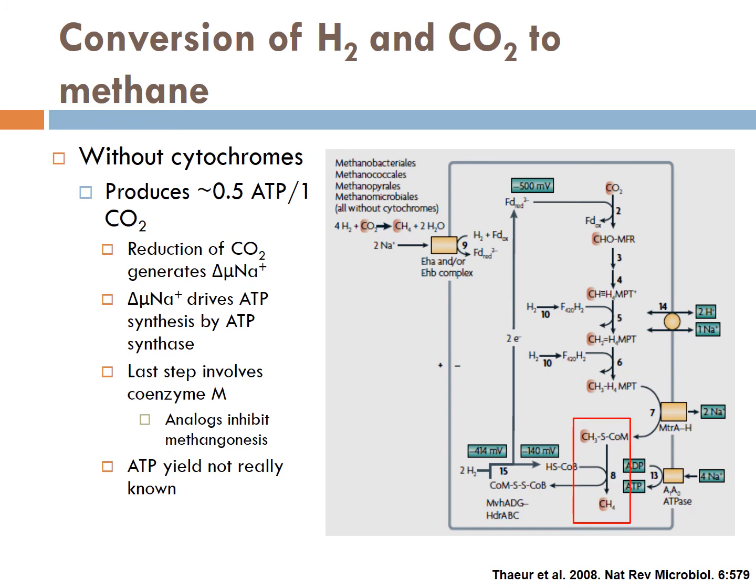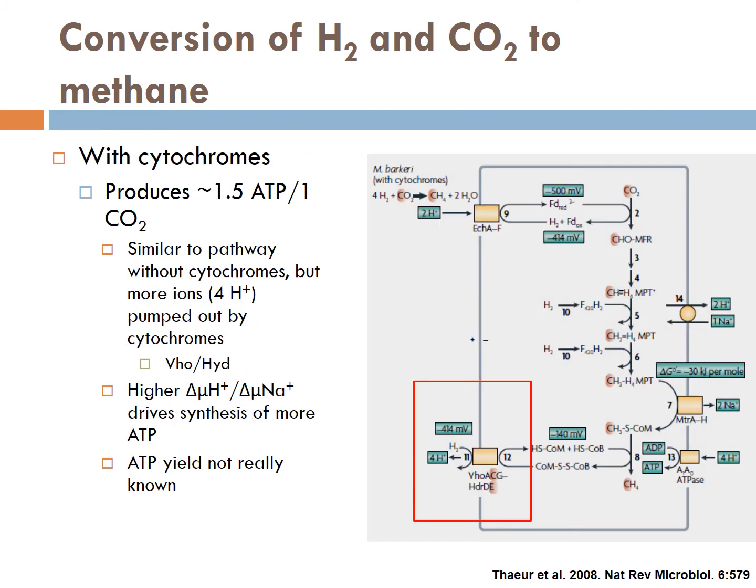The last step of methanogenesis involves coenzyme M. This step does not generate ATP, but it's of note because analogs of coenzyme M have been developed to inhibit methanogenesis. These analogs include ones like bromoethane sulfonate, and if dosed in vitro, it's very effective in reducing methane production. We'll discuss the use of analogs later in the class. The ATP yield of methanogenesis is not really known, and the value of 1/2 ATP per carbon dioxide is approximate.